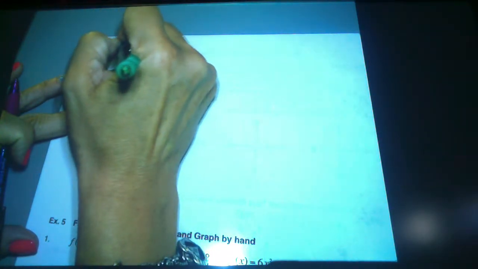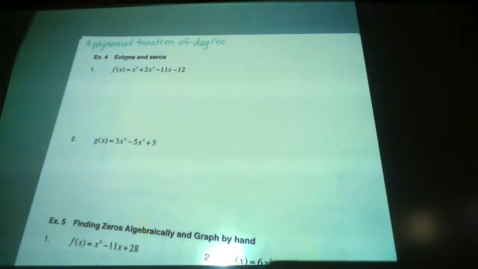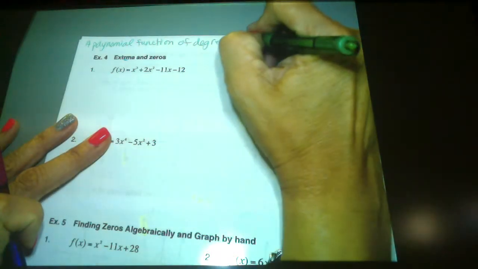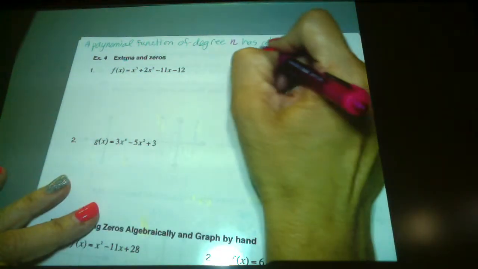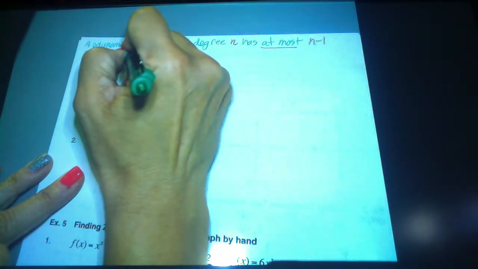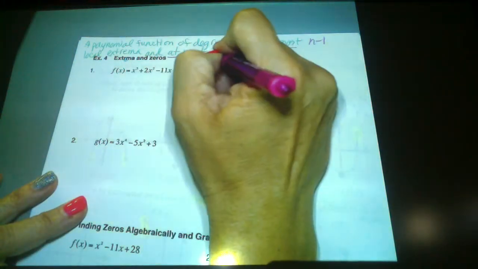A polynomial function of degree n, so that's why we had a sub n, of degree n has at most, and that's a very important phrase, at most, n minus 1 local extrema and at most, again important phrase, n zeros.